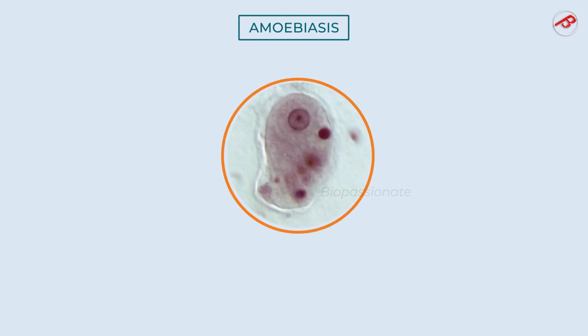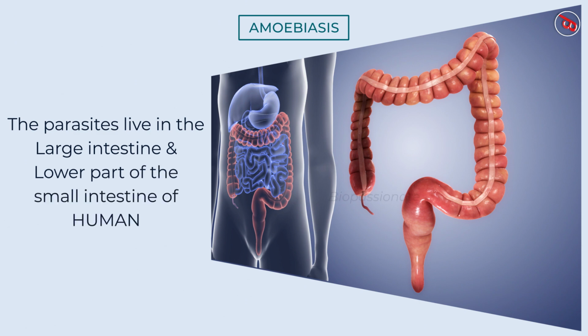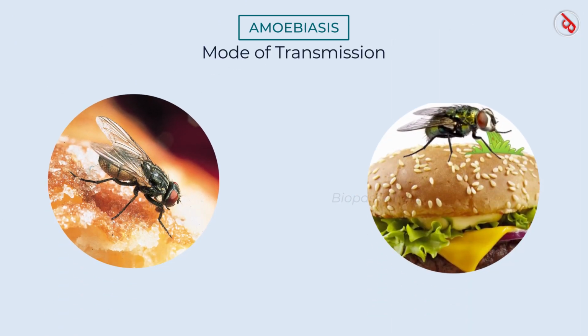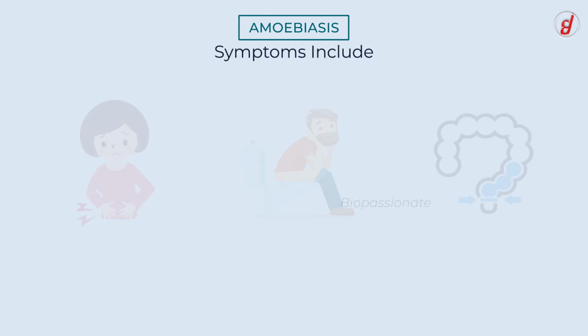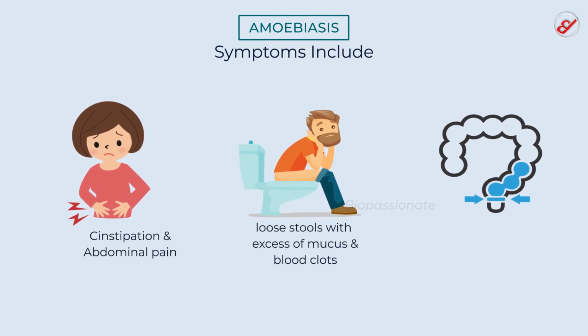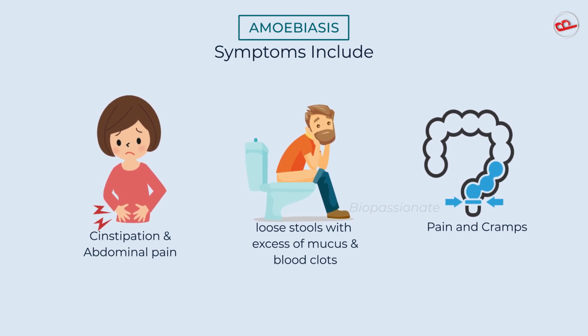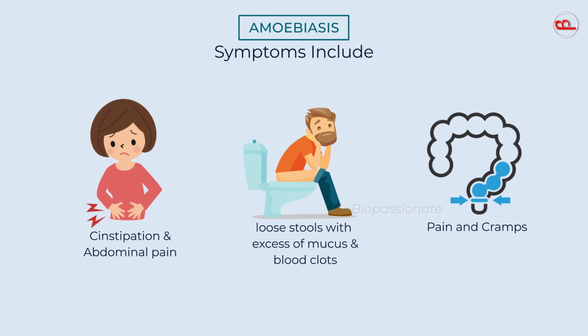Amoebiasis, commonly called amoebic dysentery. This disease is caused by Entamoeba histolytica. These are endoparasites, living in the large intestine and lower part of the small intestine of humans. Houseflies act as mechanical carriers and serve to transmit the parasite from feces of an infected person to food and food products, thereby contaminating them. Main symptoms of amoebiasis include constipation and abdominal pain, loose stools with excess mucus and blood clots, pain and cramps in the stomach and intestine.